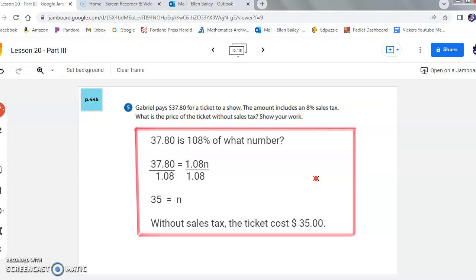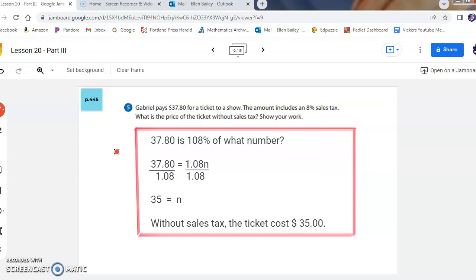All right, so page 445, number 5, it says Gabrielle pays $37.80 for a ticket to a show. The amount includes an 8% sales tax. What is the price of the ticket without sales tax? Show your work. All right, so sometimes this does have to be determined for bookkeeping purposes and accounting purposes. So it's like, well, how do you do that?